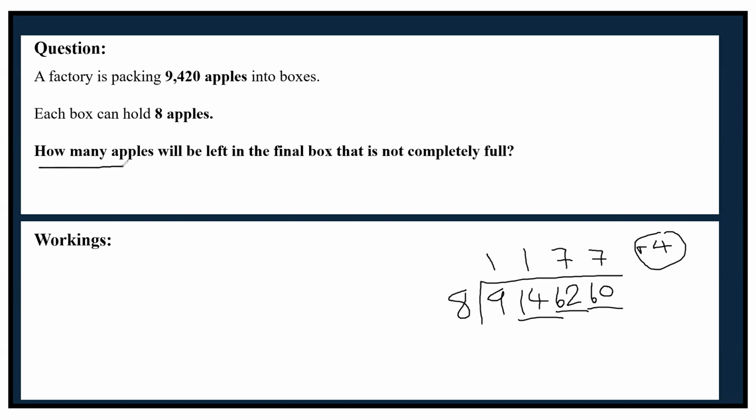So the question says, how many apples will be left in the final box that is not completely full? What's our answer, and how did we get to the answer? 4. And why do we know that? What happened in the question? There were 4 leftover apples. But how did we get to 4? I know I'm being really awkward, guys. Because 8 can't go into 60 without there being a remainder. Yeah, so we've got a group with 4 left, haven't we? Perfect. Well done, guys.